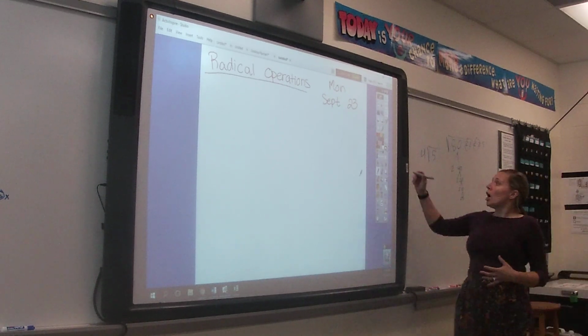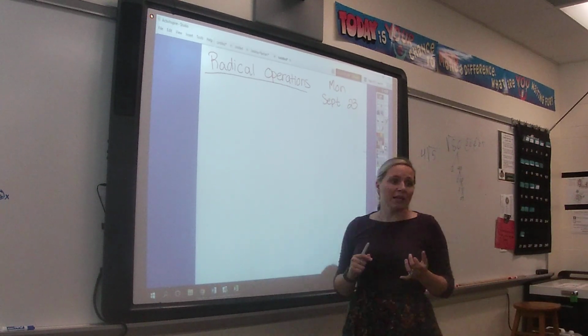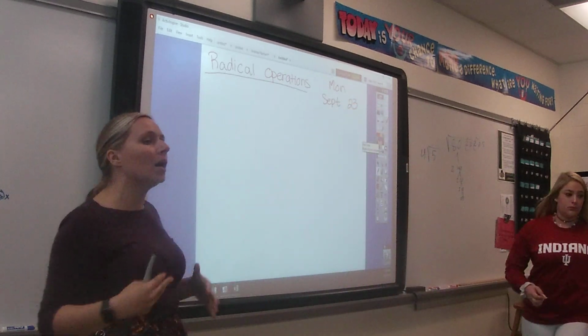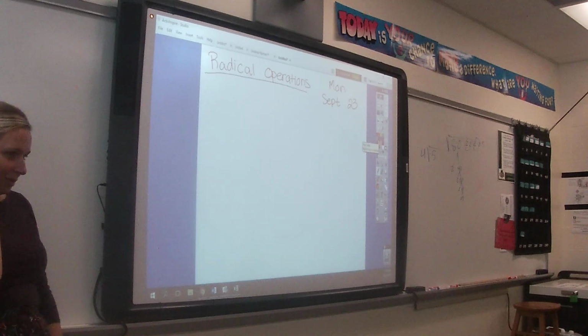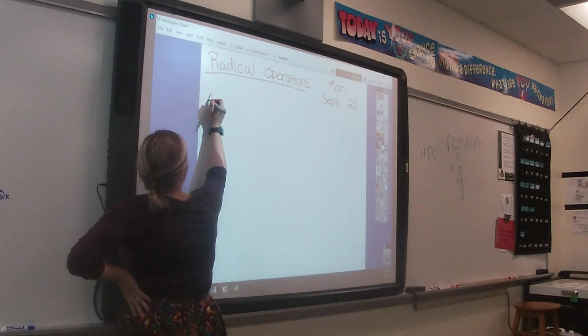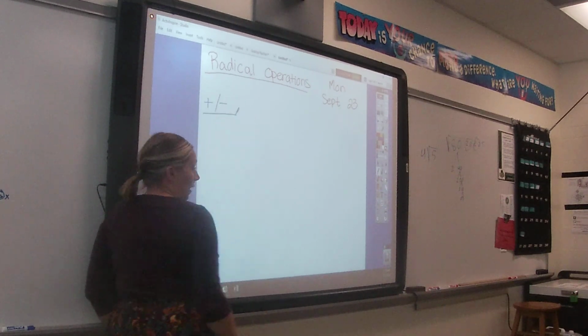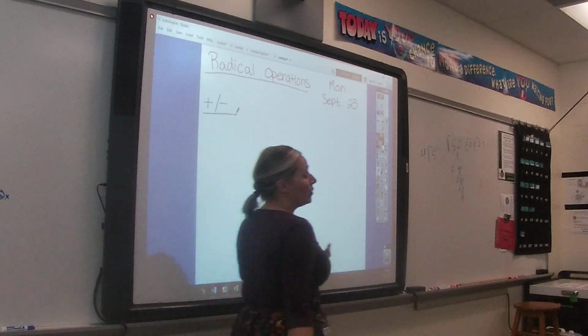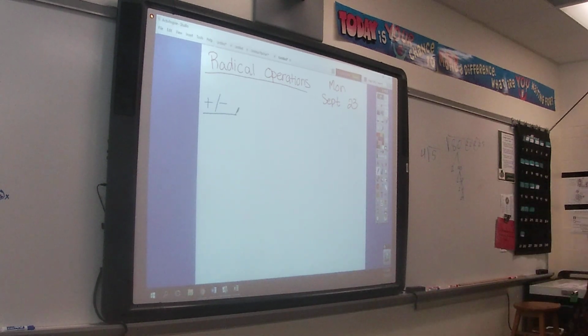So, when we are talking about operations, we're talking about things like adding, subtracting, multiplying, and dividing. Okay, so headphones need to be out. The first one that we're going to look at operation-wise is adding and subtracting with radicals. Now, we didn't say this at the end of last week, but it is the case that exponents and radicals get paired together.